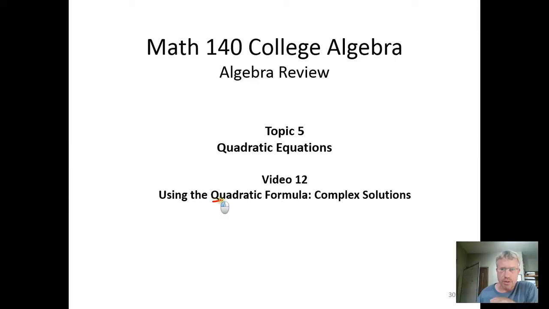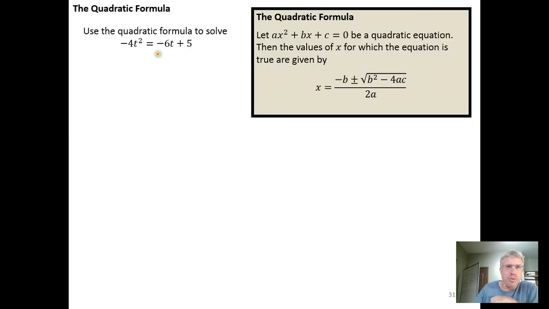So in this video we're going to look at using the quadratic formula when there are complex solutions. Here we're given a quadratic equation, negative 4t squared equals negative 6t plus 5. What we want to notice first is that it's not equal to 0, and if it's not equal to 0, we can't get our values for a, b, and c to put into the quadratic formula. So step 1 is get your quadratic equation equal to 0.